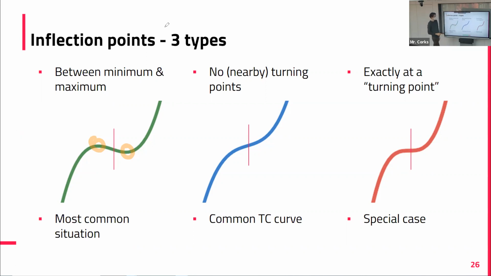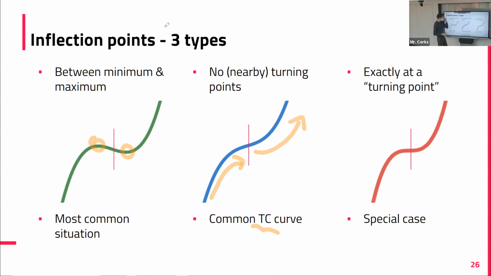Second scenario, not that common in general, but when we look at total cost curves, we will see it very often, is where there are no nearby turning points. Slope actually never gets to flat here, it just switches type. So this curving down here, curving up here. There could be other turning points later, but if that happens, there would need to be another inflection point before that happens. So no nearby turning points.